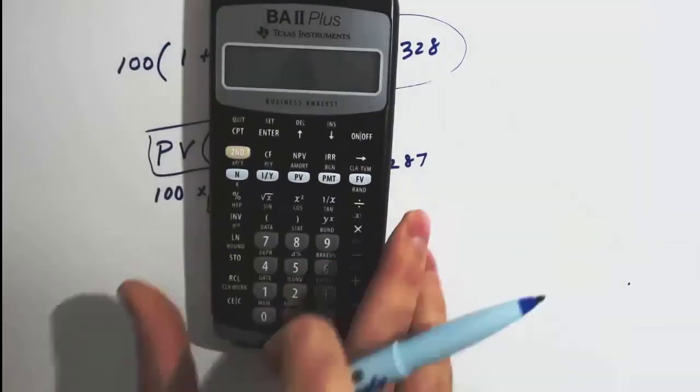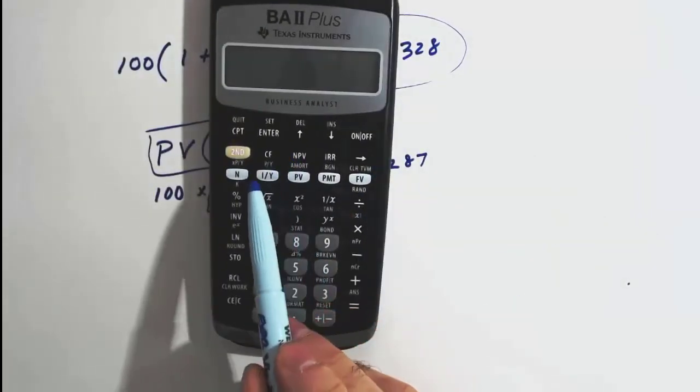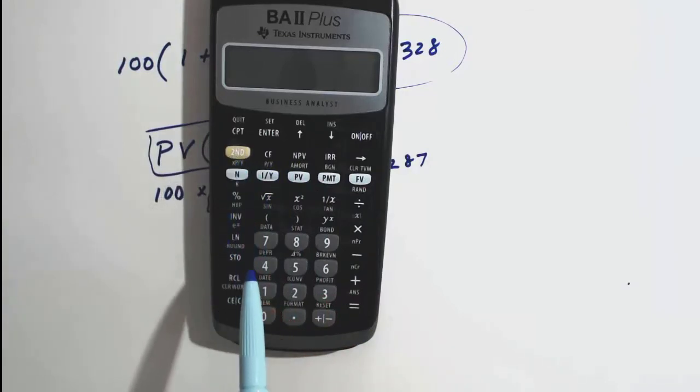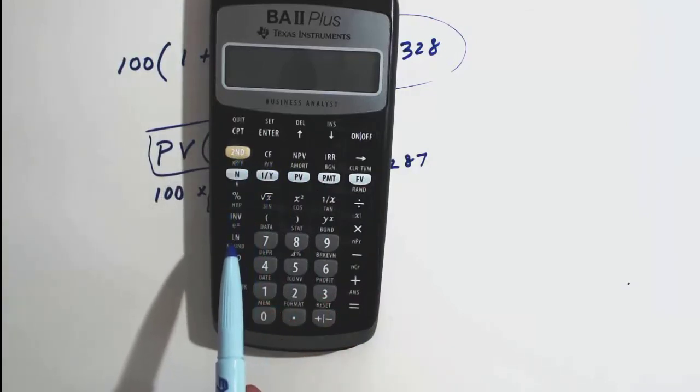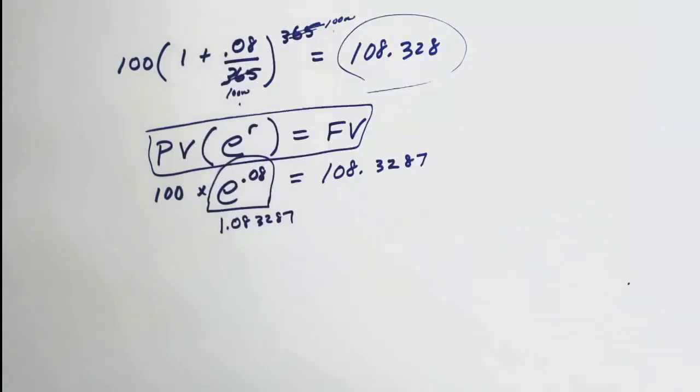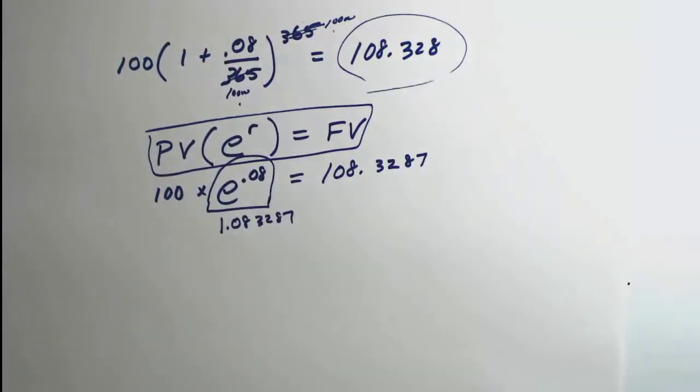So I got a BA II Plus here. You'll have to hit this yellow button, the second button, to get down to E to the X. And then to flip out of E to the X, you hit the natural log, LN button. So they're the inverses of each other. E to the X and LN, natural log, are inverses of each other. Okay.